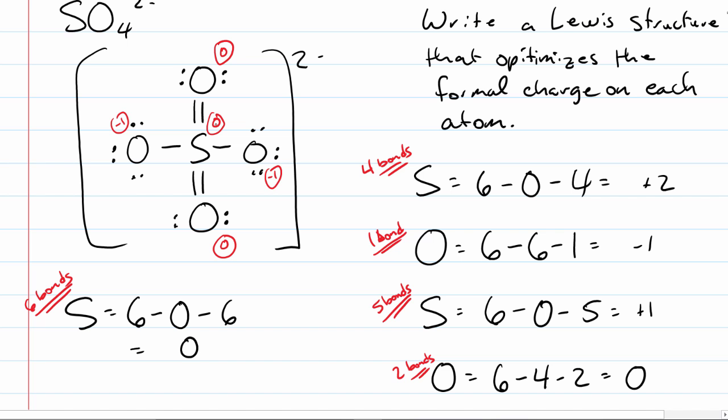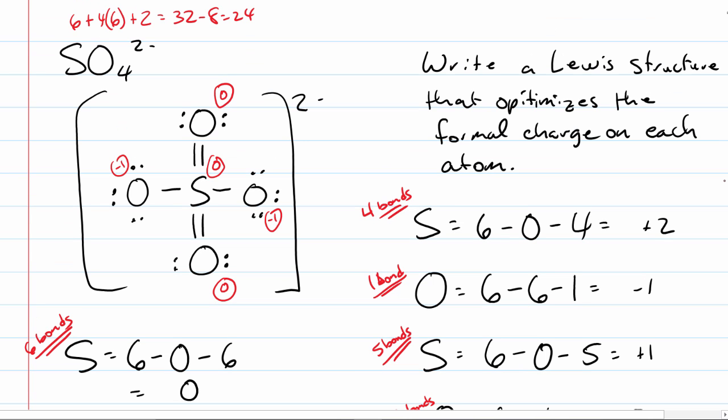The sum of the formal charges here is still summed to be the charge here on the polyatomic ion. And it turns out that this is probably the best structure we can do if we were to optimize formal charges. So any questions that you have on this particular structure?